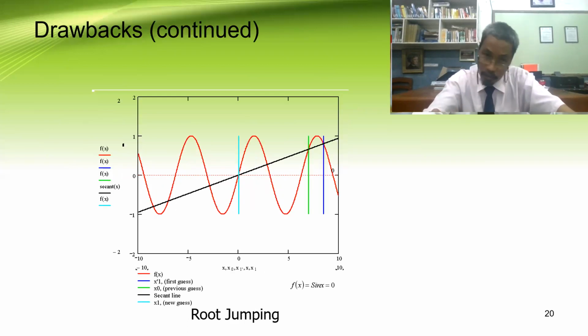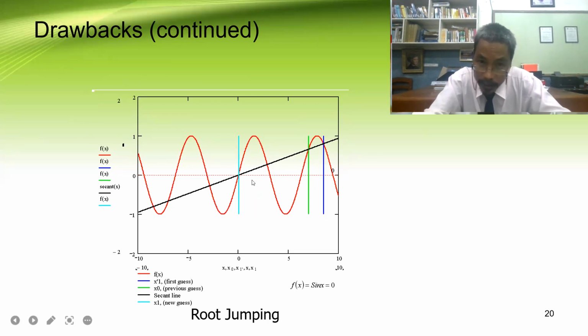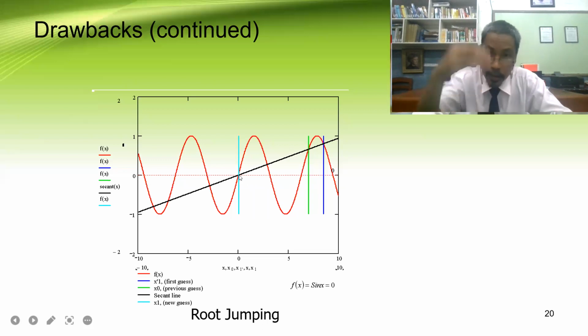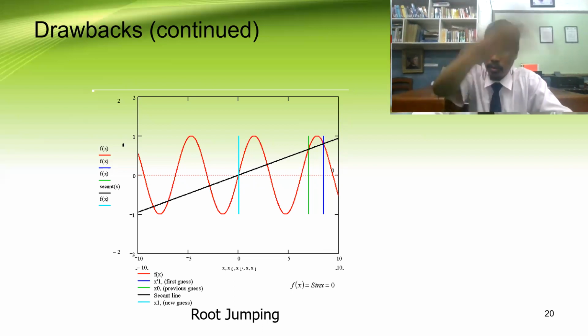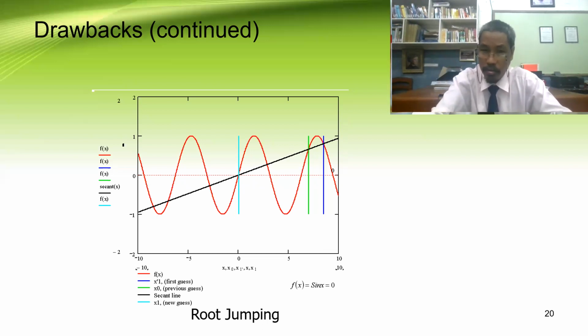Division by zero, and also what? Root jumping. The green and the blue are our guesses. And instead of being able to determine the nearest root, we are nearing the what? The other roots rather than the nearest one. So it jumps to different roots. Okay, so jumping roots. Okay.